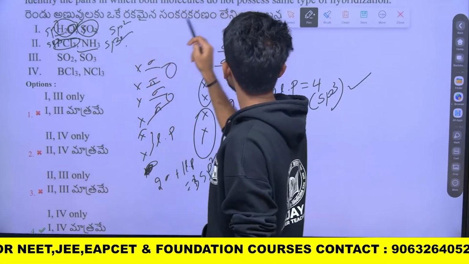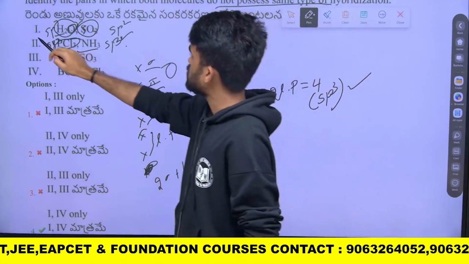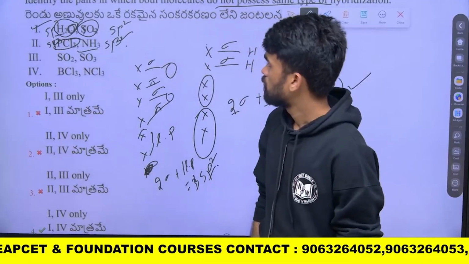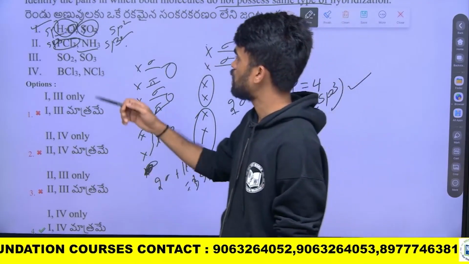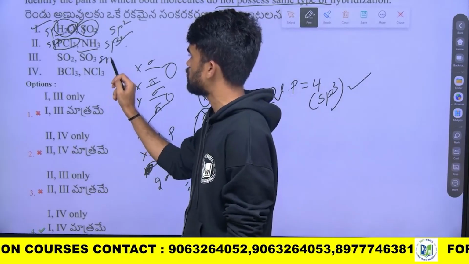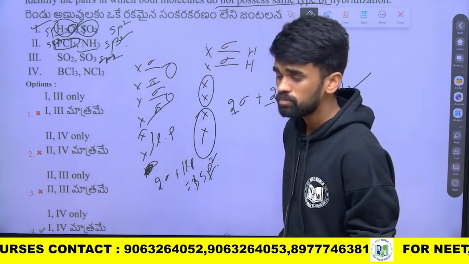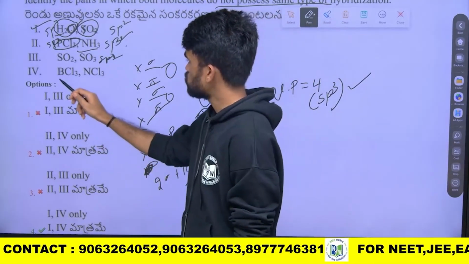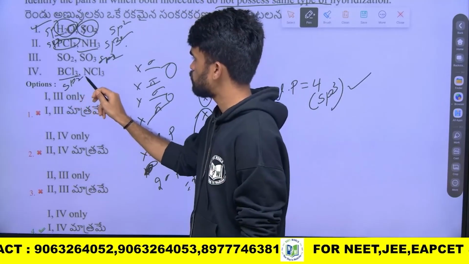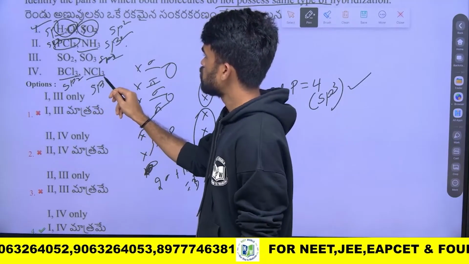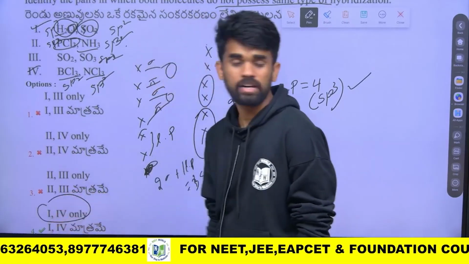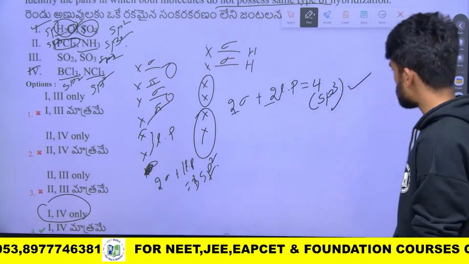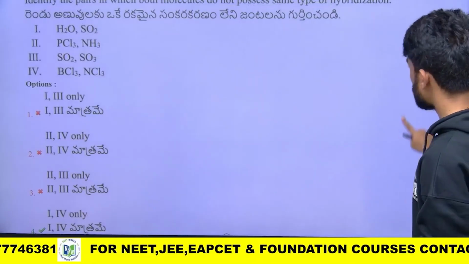They are asking for the pair that does not possess the same hybridization. In the first option they do not possess the same, they have different. But in the second option they possess the same hybridization. In the third option also they possess sp2 hybridization, so that you should not consider. BCl3 has sp2, NCl3 has sp3. So the first and fourth options are correct. So you can go with the last option, 1 and 4. That is our answer for this question. Let's move further.